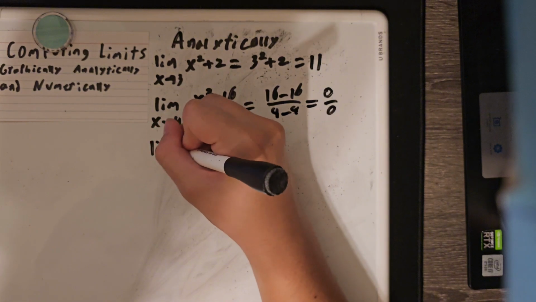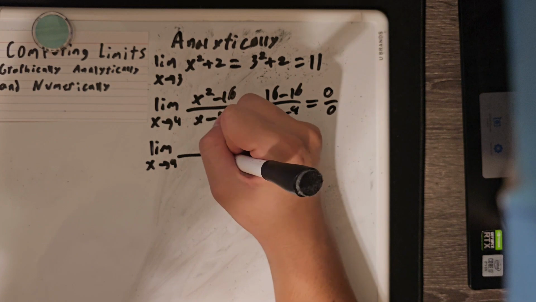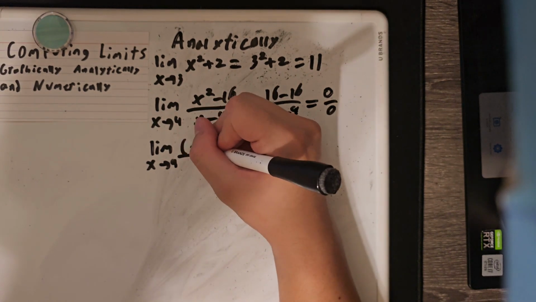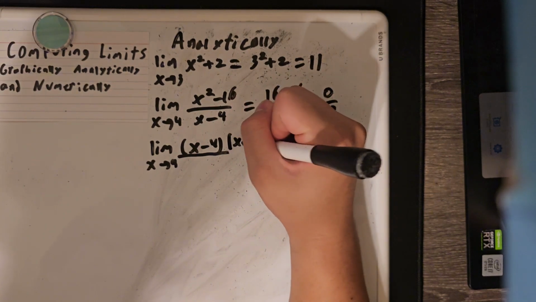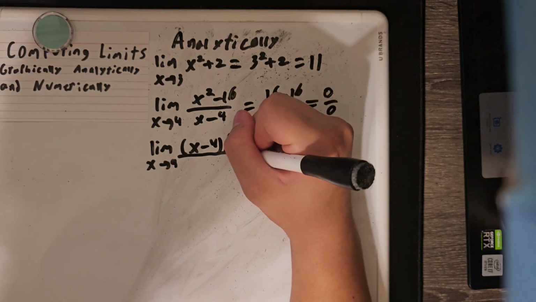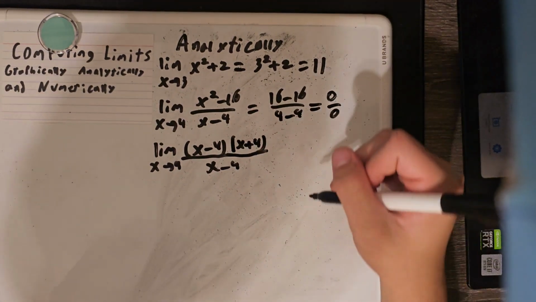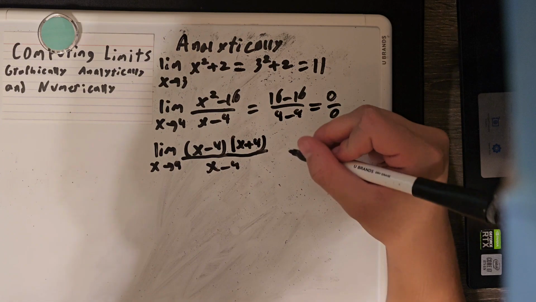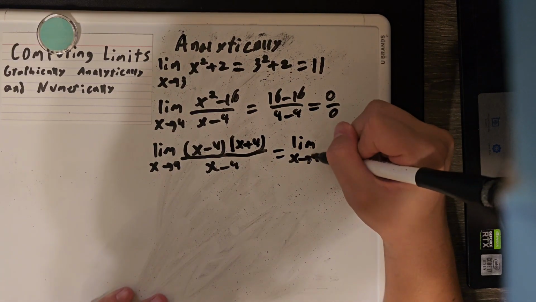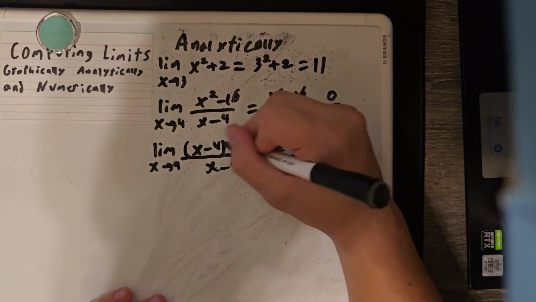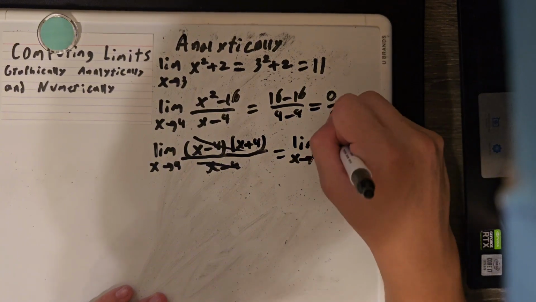So we know that the factors of x squared minus 16 are x minus 4 and x plus 4, and this will be over x minus 4. This means that this is also equal to the limit as x approaches 4 of, crossing these out, x plus 4.